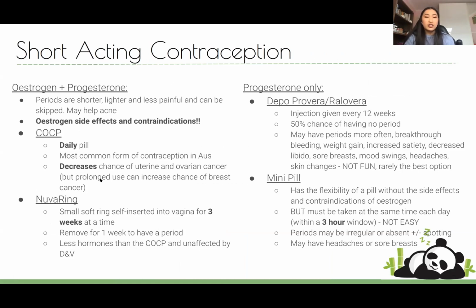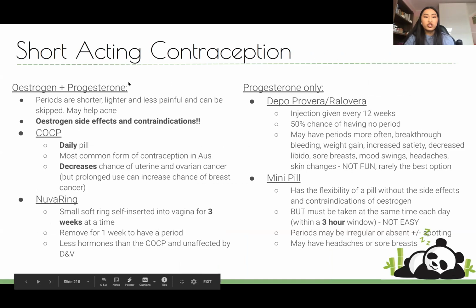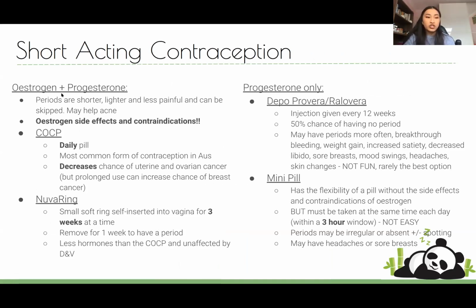For shorter acting contraception, it's split into 2 types: estrogen and progesterone, or progesterone only. Estrogen and progesterone, they have the benefit of shorter, lighter, less painful periods, but a lot of side effects and contraindications for estrogen. And we'll talk about those for the COCP. So the main one here is the combined oral contraceptive pill. This is a daily pill.